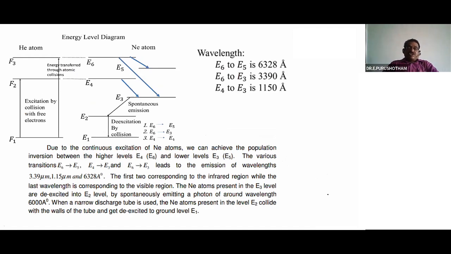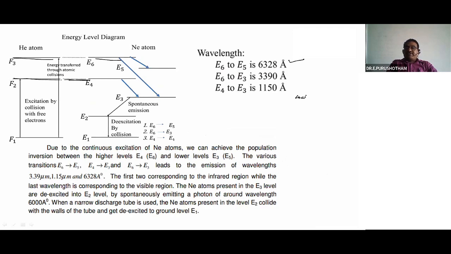This is the energy level diagram. You should draw it compulsorily. This is for He2 and Ne2, both having the same energy levels. You should draw it like this: this is the helium atom, and this is the neon atom. I am explaining it clearly here.